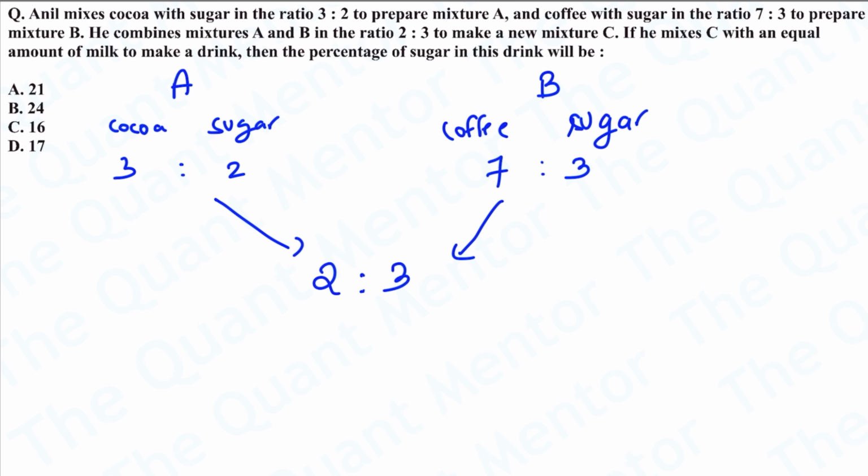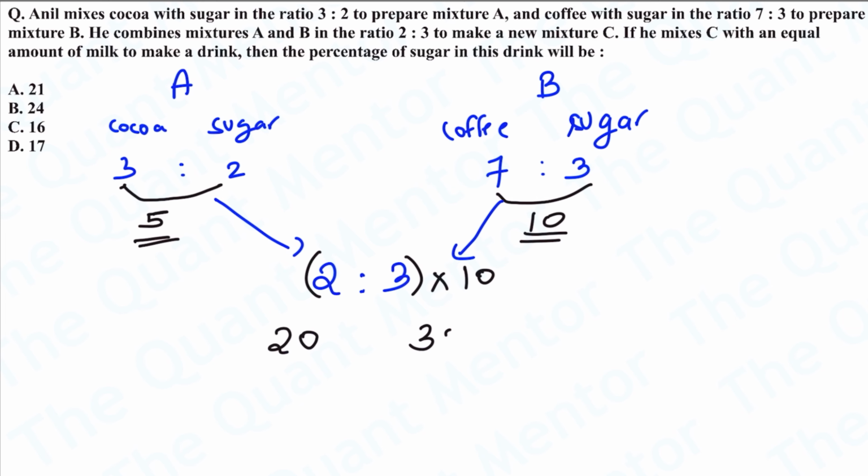Alright, so let's look at the other way of answering the question. And in this, we will use some observation. We will notice that the total content of cocoa and sugar in the mixture A should be 3 plus 2, that is 5, a multiple of 5. And the total content of coffee and sugar in the mixture B should be 7 plus 3 or 10. 5 and 10, the least common multiple is 10. So if A and B are mixed in the ratio 2:3, let's multiply this entire ratio by 10 and consider the quantities of the mixtures as 20 grams and 30 grams. This will make the calculations very, very easy.